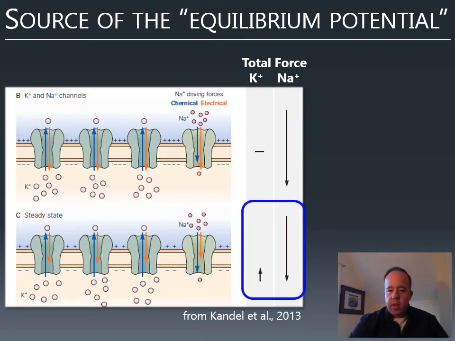As sodium flows in, potassium starts to experience a total force that's a little bit pushing it out because of the positive charge that's come in. So at first, potassium is balanced in terms of the forces. As positive charge comes in with sodium, now it starts to leave to compensate for this extra positive charge that's come in.